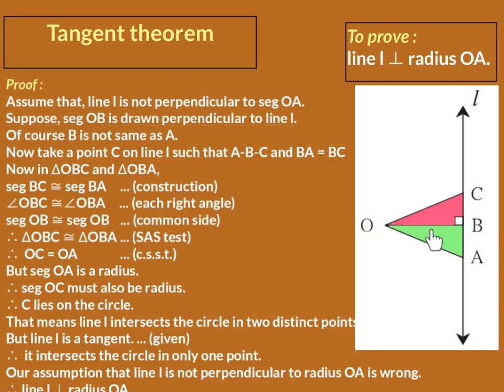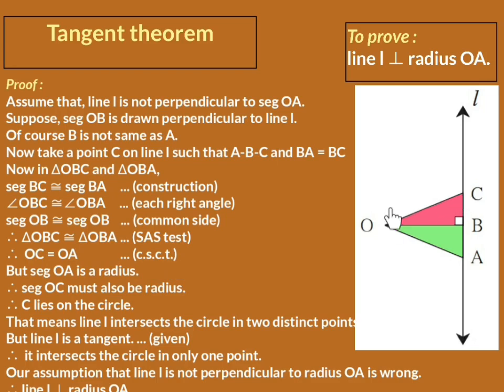Also segment OB is congruent to segment OB. Reason is common side of both these two triangles. Hence by SAS test, these two triangles are congruent. That is triangle OBC is congruent to triangle OBA by SAS test. Now since these two triangles are congruent, therefore their corresponding sides are also congruent. Hence segment OC is congruent to segment OA. OC is congruent to OA, reason will be CSCT, that is corresponding sides of congruent triangles.